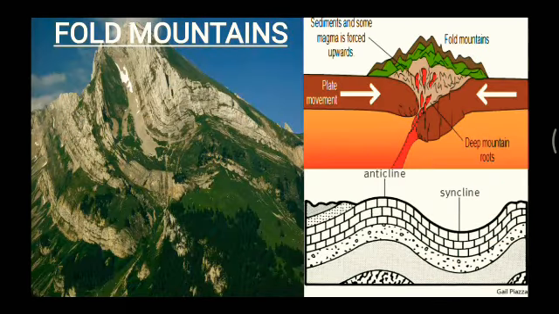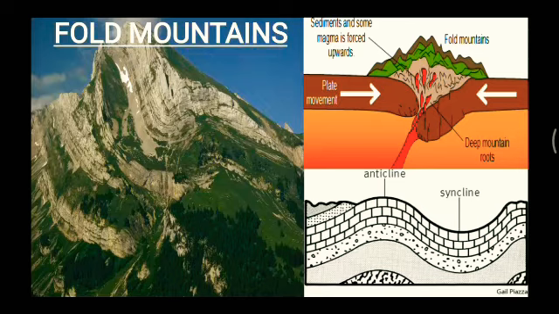Firstly, we have fold mountains. Now, what are these fold mountains? Most of the prominent mountain ranges, like the Himalayas, the Alps and the Andes, come up as fold mountains. All fold mountains have been formed due to internal forces, that means the endogenic forces, acting on the top layers of the earth. You can see the picture here, this is how the fold mountains are formed.